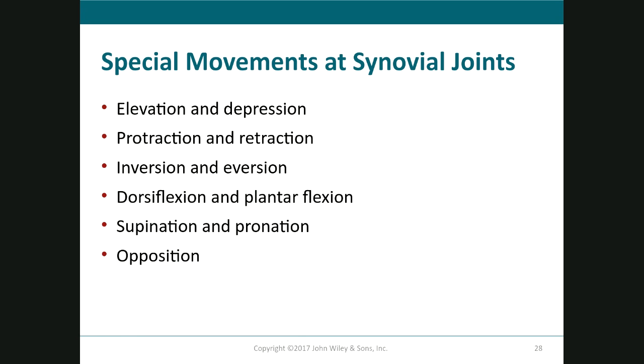So let's talk about special movements at synovial joints. These are referring to the jaw. Inversion and eversion and dorsiflexion and plantar flexion are referring to the ankle, and elevation and depression are at what is called the TMJ joint at the jaw, the temporomandibular joint. Supination and pronation, and opposition, are related to the hand or wrist. So let's look at what these look like.